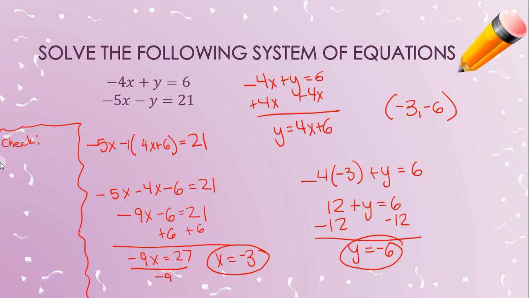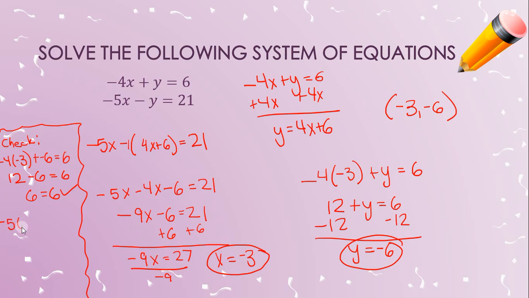So into the top equation I go. Negative 3 is for my x, plus a negative 6, because a negative 6 was my y. Negative 4 times negative 3, that's a positive 12. Minus 6 equals 6. 6 equals 6. That checks out perfectly. What about the bottom one?